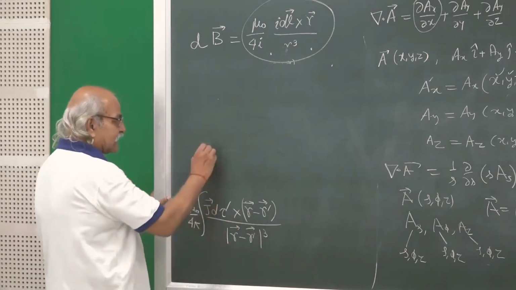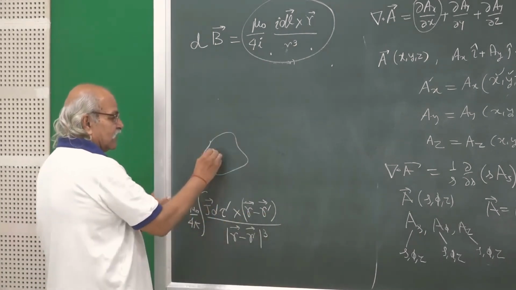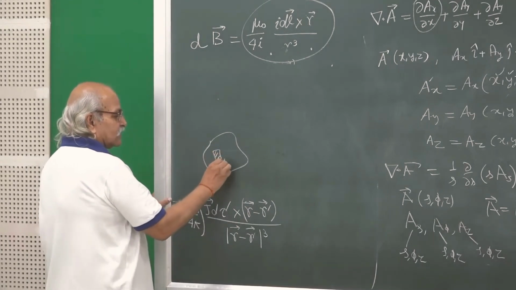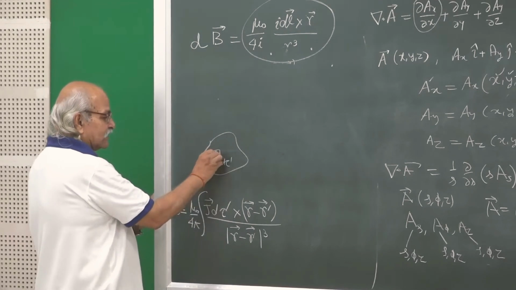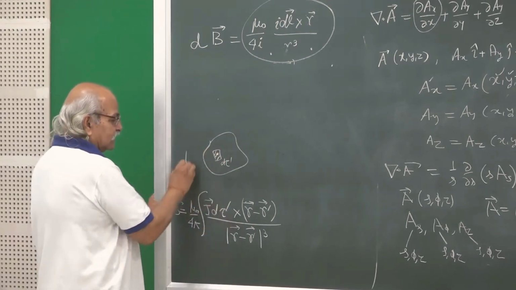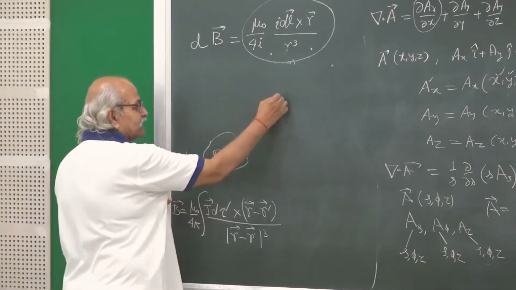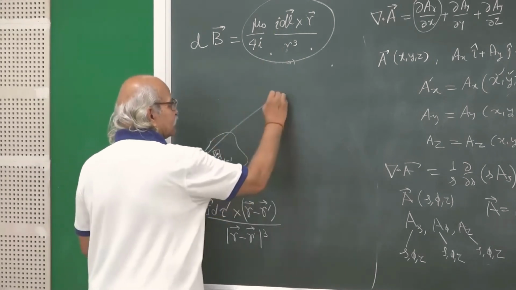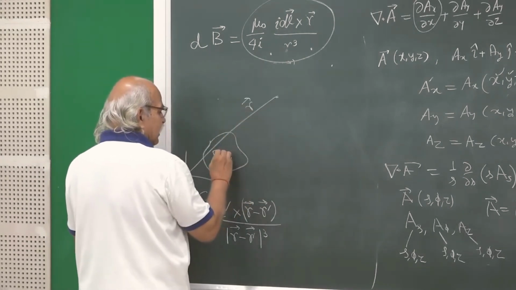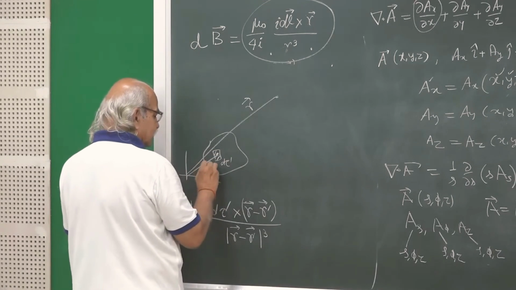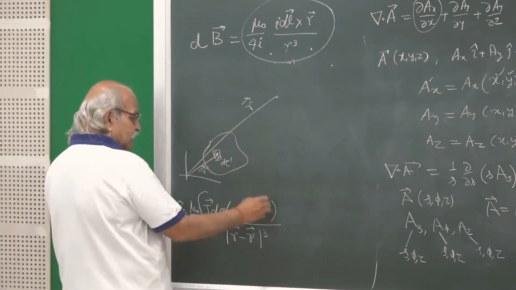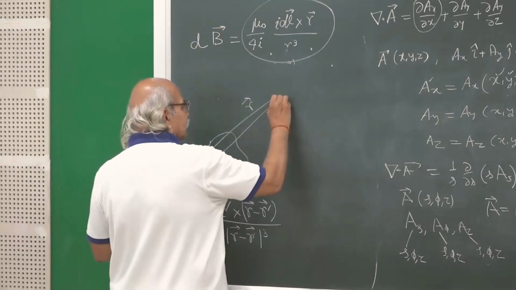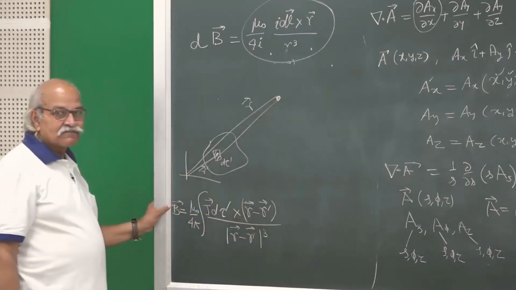This integration, what I am doing, this is the current distribution. I take a small part, this is d tau prime, and I see what is the current here. So current density is j d tau, and then the field point is here. This is r vector, and this is r prime vector, right? So with r vector and r prime vector, we do all this analysis, and get the magnetic field here.